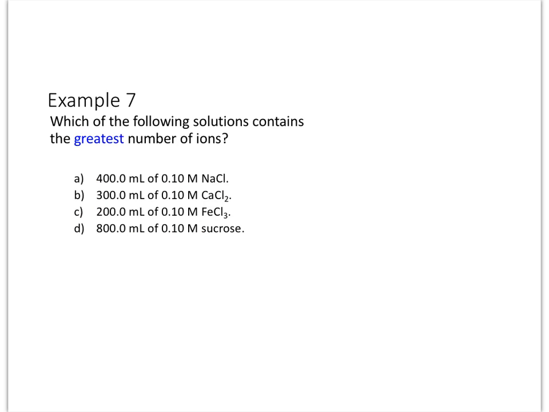So number 7 here, which of the following solutions contains the greatest number of ions? So what we can do here is we can figure out how many ions are present in each of these choices. So for choice A, we have 0.4 liters times 0.1 moles per liter times, well, how many total ions are in my formula? 2 moles of ions are present in 1 mole of the compound. So that comes out to 0.08 moles of ions present.